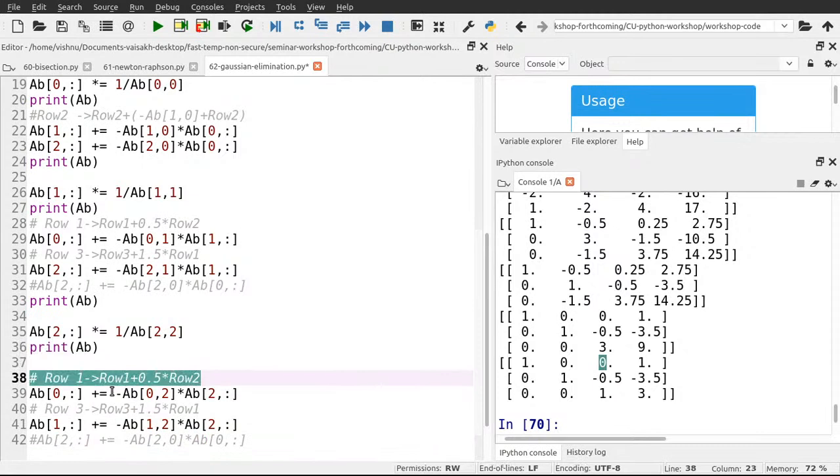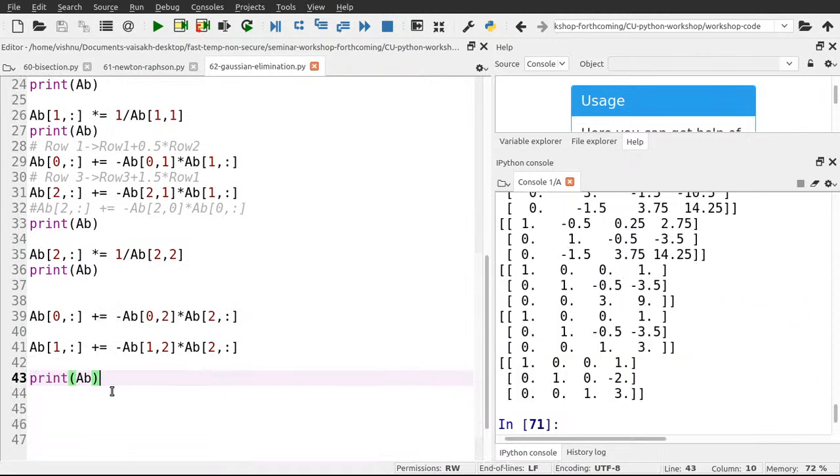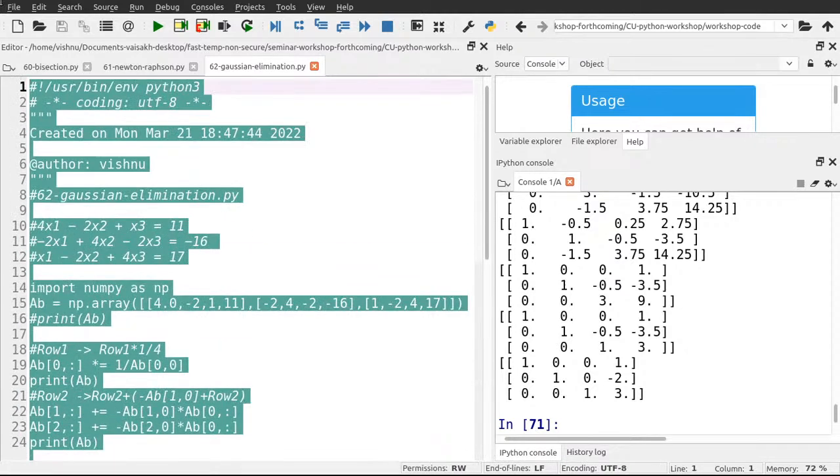Let's see if this is correct. So 1 0 0 0 1 0 0 0 1. Solution is therefore 1 minus 2 3. Okay, let me update the entire Google document with this code. After that, we will try to see how to generalize this.